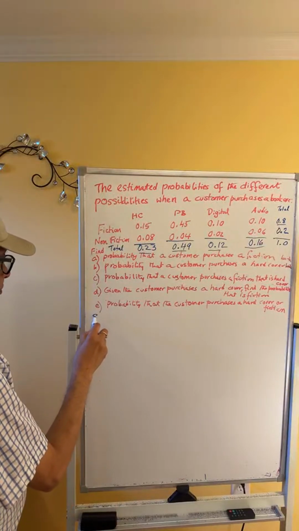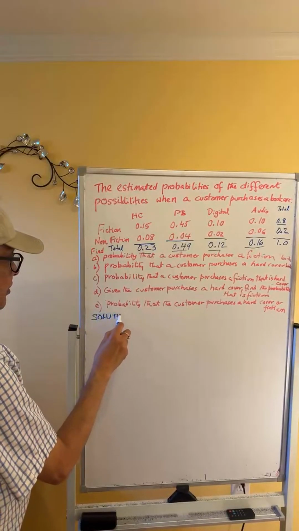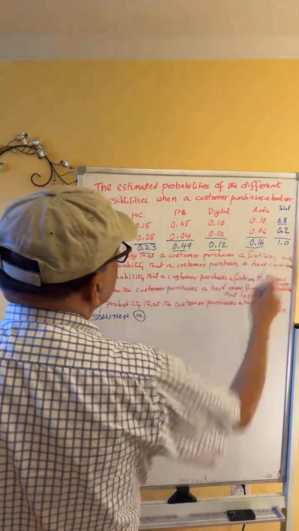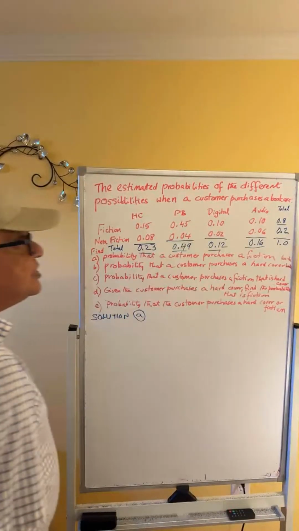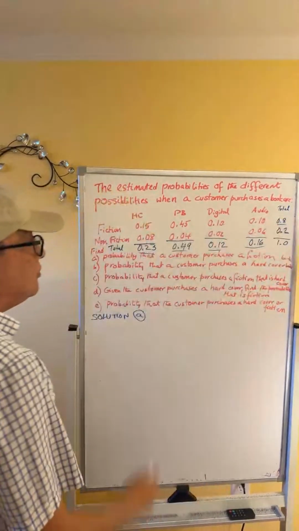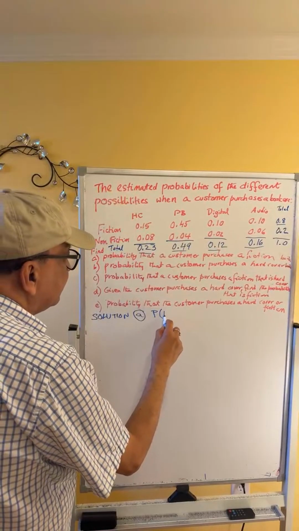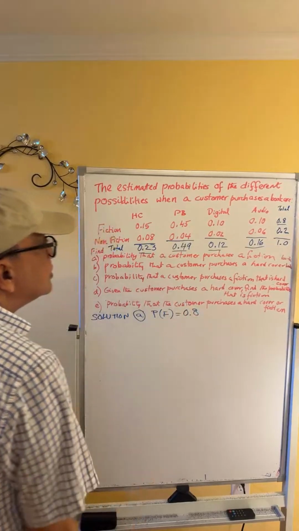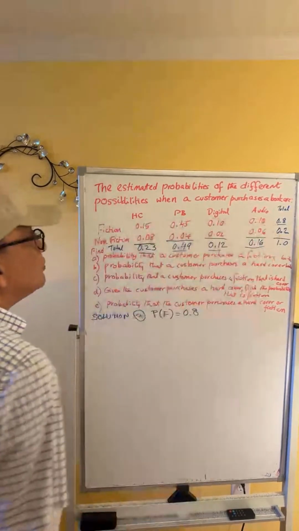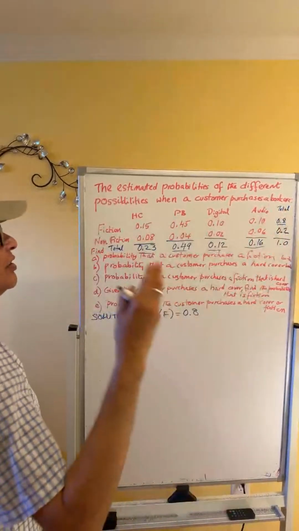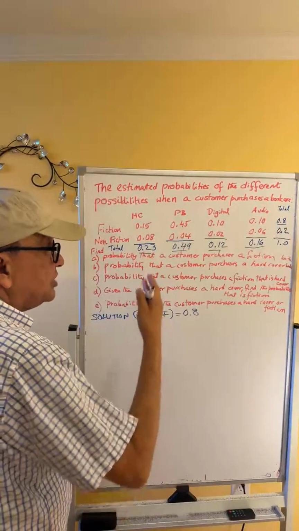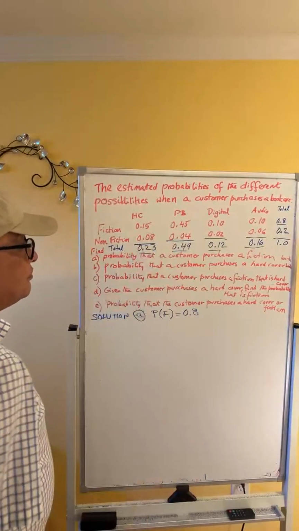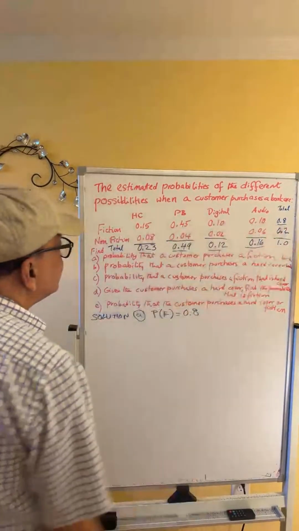Part A. So this is the solution. Part A asks, find the probability that a customer purchases a fiction book. Well, you know fiction is in the first row, and the probability of fiction, if F stands for fiction, is the sum of the first row, which is 0.8. So when a customer purchases a book at this bookstore, there is an 80% chance that he or she will purchase a fiction book. Got it? It is the sum of the first row.